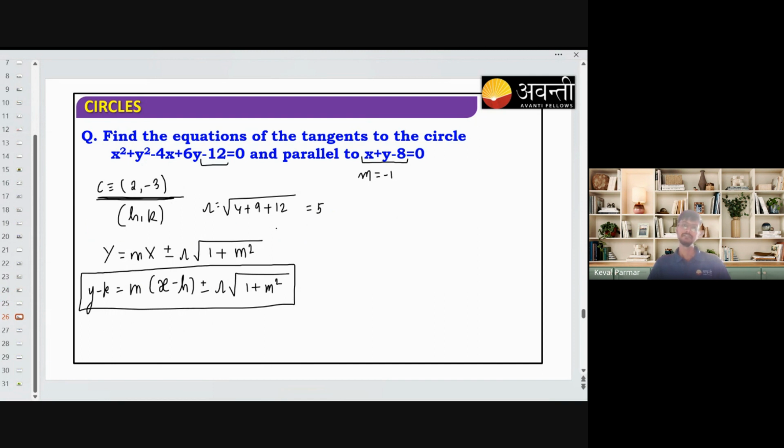Now we have every value. We have the value of r, we have the value of h, we have the value of k, we have the value of m. So let us just simply substitute it. What we'll get, guys?